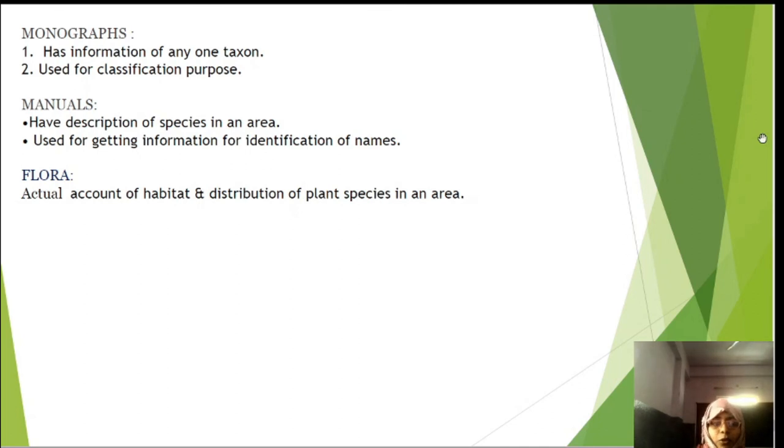Then flora. Flora is nothing but plants. It is an actual account of habitat and distribution of plants in a particular area. Suppose Secunderabad is the area. So what are the plants grown in Secunderabad area? That particular category of studying the plants of this area comes under the category of flora. So these are the various types of taxonomical aids which are useful in studying plant species, including extinct species.